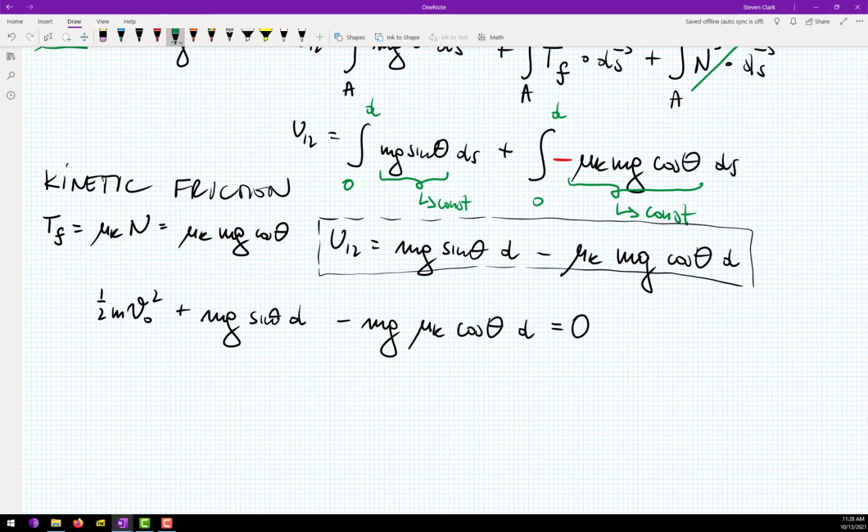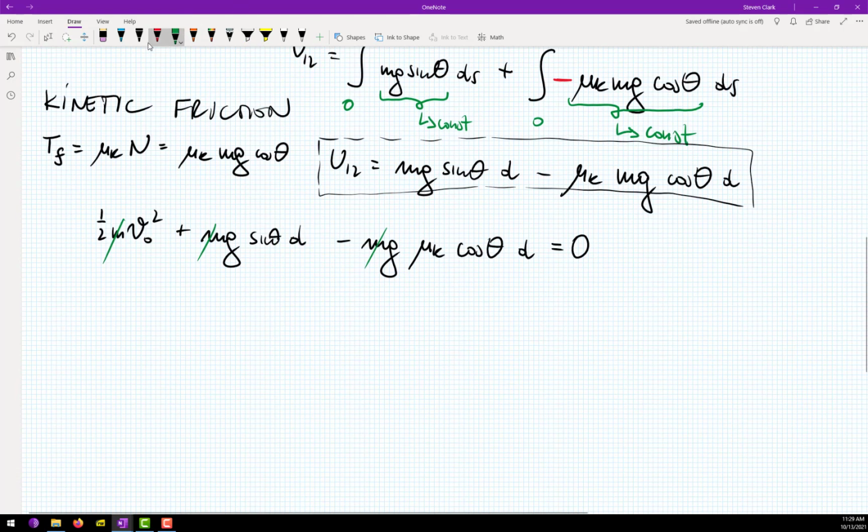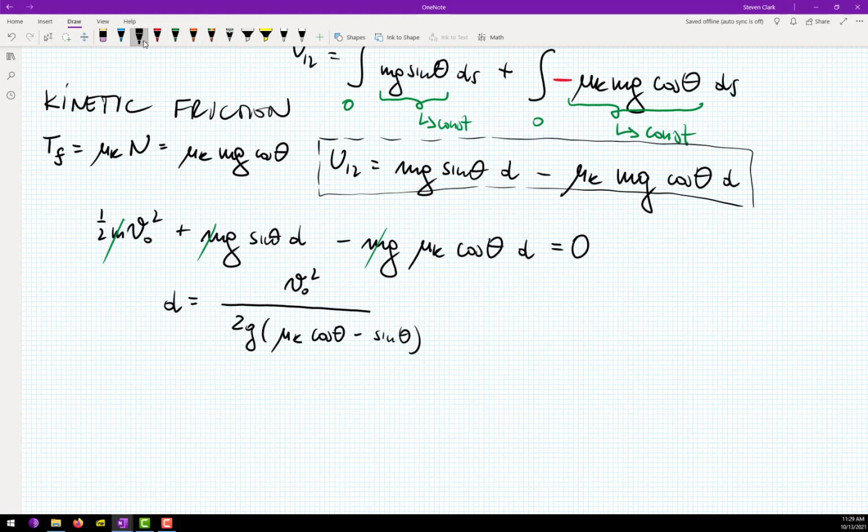So m cancels out. And if you want to find d, it will be equal to v0 squared over 2g times mu k cosine theta minus sine theta. Plug in values and obtain that d is approximately 25.221 meters. That's it. This is the answer.